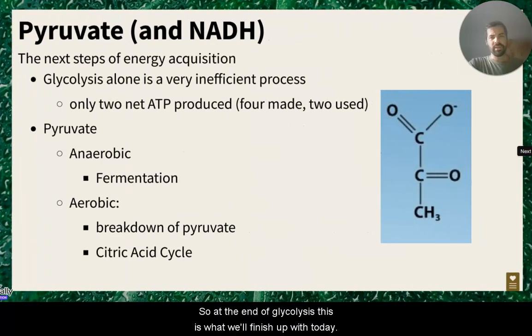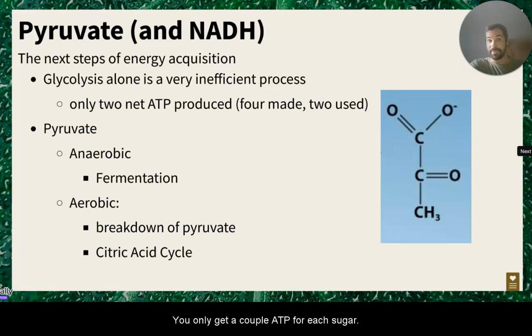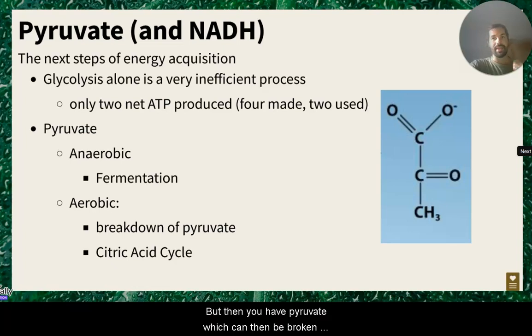So at the end of glycolysis, this is what we'll finish up with today. What we have is pyruvate and NADH. These will be very important in some of the next steps of getting energy out of these molecules. Glycolysis itself doesn't produce a lot of ATP. You only get a couple ATP for each sugar. Four were made, two were used, so you only net two. But then you have pyruvate, which can then be broken down even further.